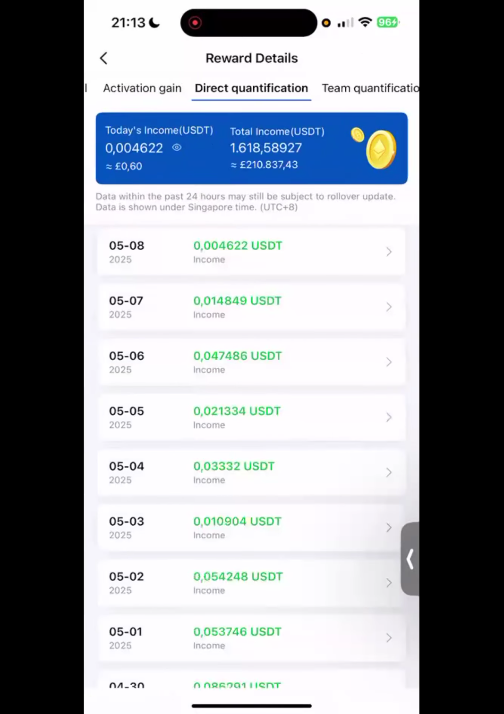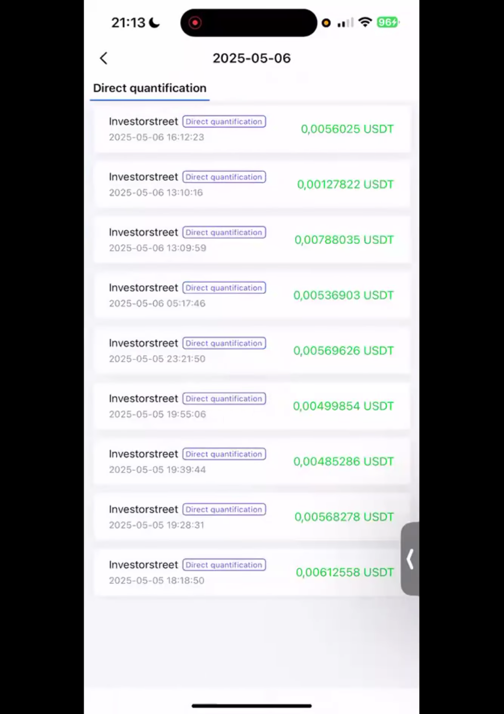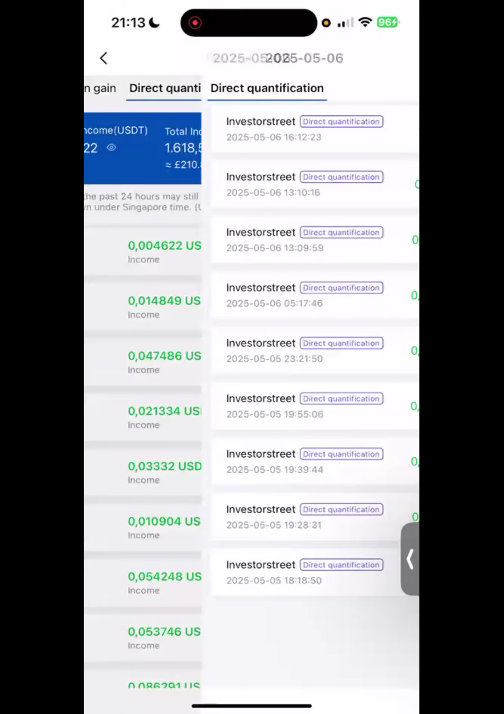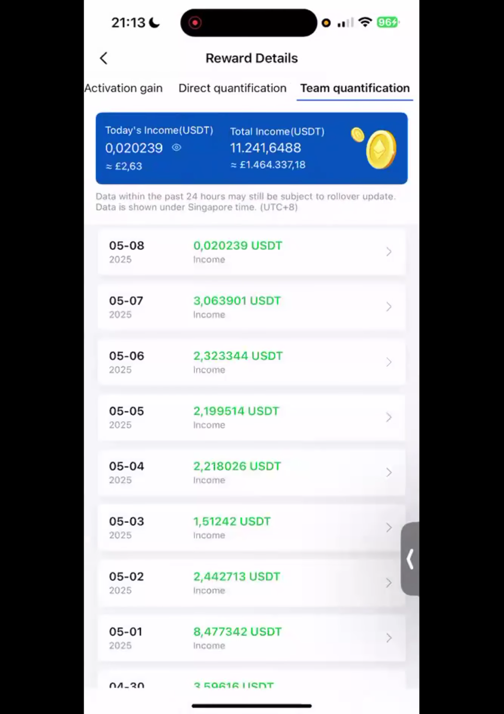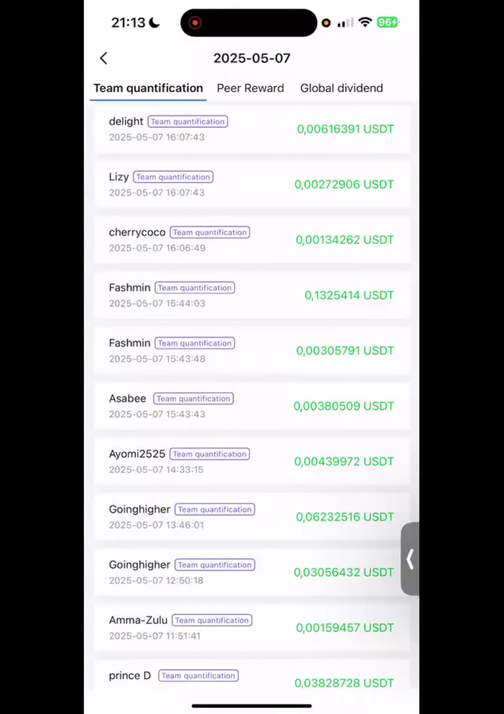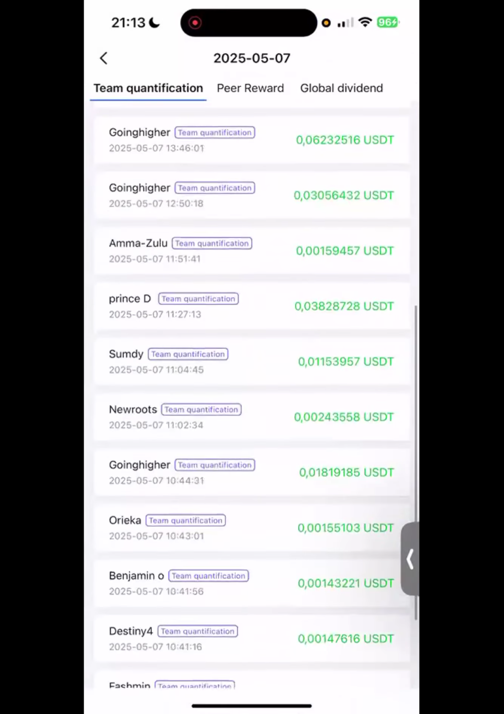Okay. Now let's go to direct quantification. So those that are directly under me that they are trading, anytime they are making profit, I'm also earning something. Okay. Now let's go to team quantification. So all my team members, anytime you are making profit, I'm excited because I'm also earning something. Okay. So you can see the team quantification.